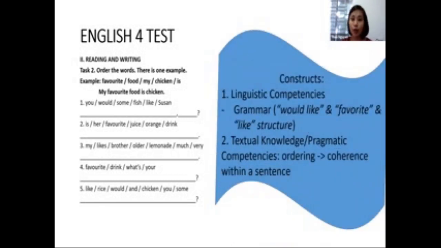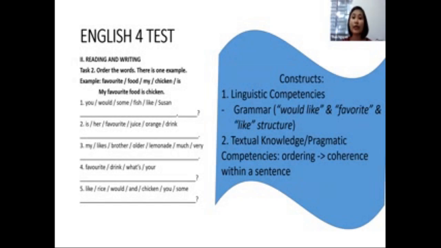In the next part, the students are required to order the words to make a full sentence. Here the students are provided with an example, and they are required to order the words to make five sentences. Based on this, I can recognize that the teacher is trying to test two constructs. The first one is linguistic competencies, and specifically it deals with grammar, with some specific structures like would like, or favorite, or like.